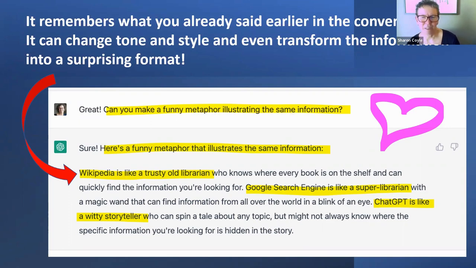Wikipedia is like a trusty old librarian who knows where every book is on the shelf and can find the information. You quickly find the information you're looking for. Google search engine is like a super librarian with a magic wand that can find information from all over the world in the blink of an eye. ChatGPT is like a witty storyteller who can spin a tale about any topic, but might not always know where the specific information you're looking for is hidden in the story.